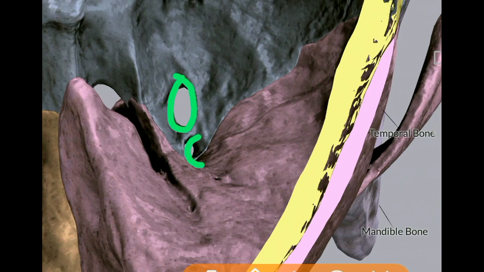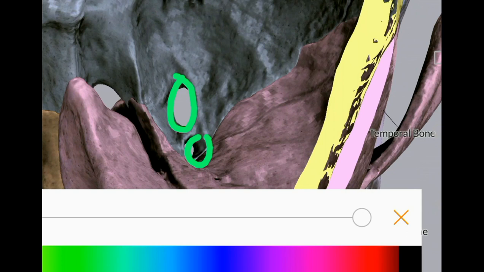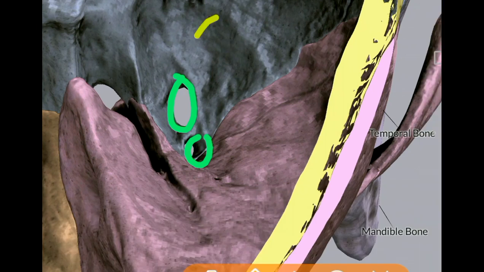It communicates the middle cranial fossa with the infratemporal fossa below and transmits four structures. First you will see the mandibular nerve, a branch of, again, the trigeminal. You can see the mandibular nerve there. It will go into the infratemporal fossa and supplies all the muscles of mastication.